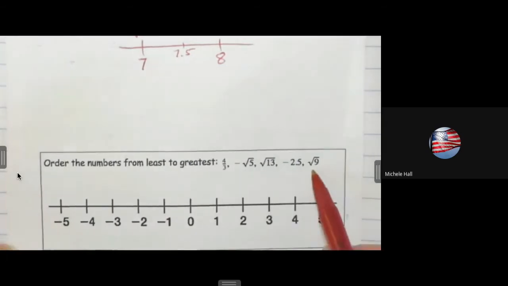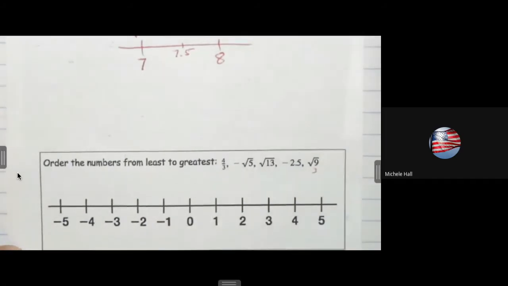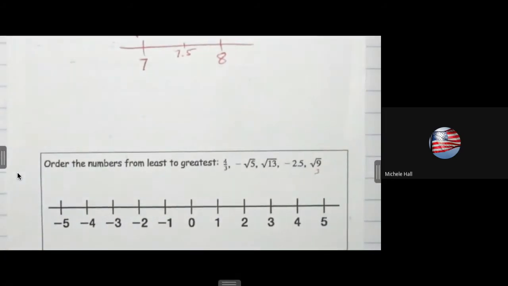So I can see the square root of 9 is what? That's 3. How about the square root of 13? So I don't have to make a number line like I did up top. I could just think of what's the perfect square before and after square root of 13?